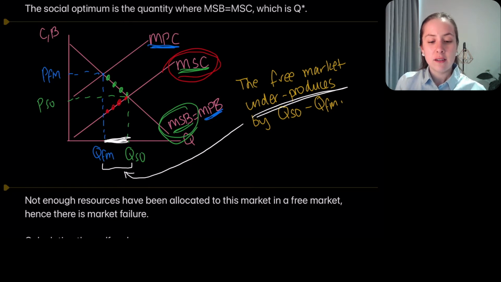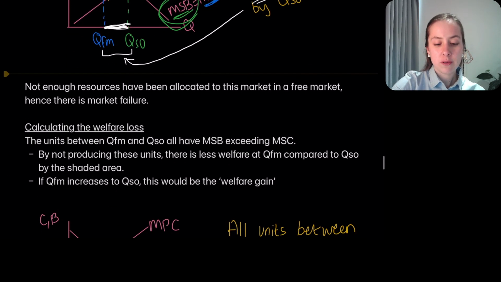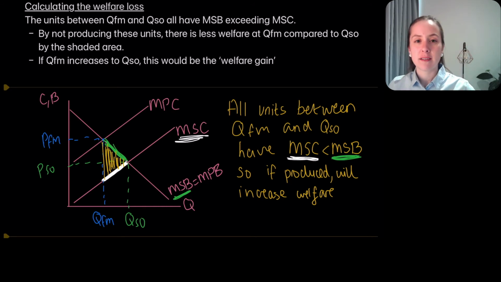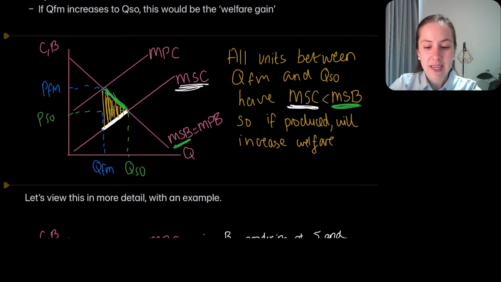So you can see that by neglecting to produce between QFM and QSO, we are neglecting to gain all this welfare that could have been possible. So that's what I've written there. Look at the units between QFM and QSO. Realize that the MSB is higher than the MSC. That means that these units could have had higher benefits to society than costs, and that would have increased welfare by this yellow area.